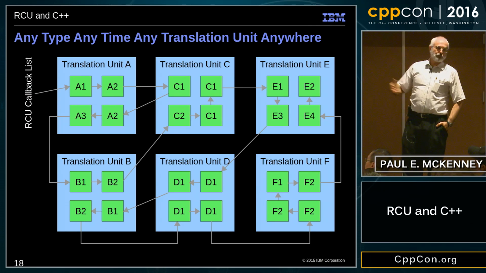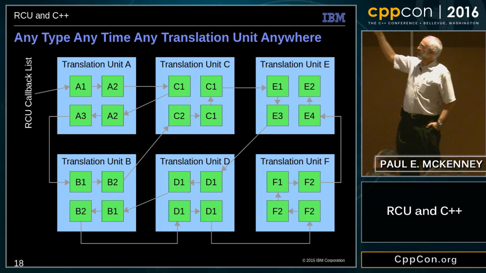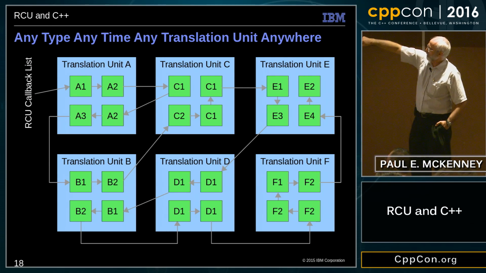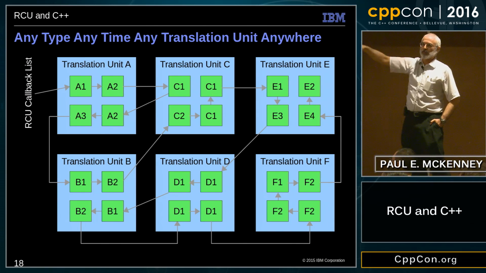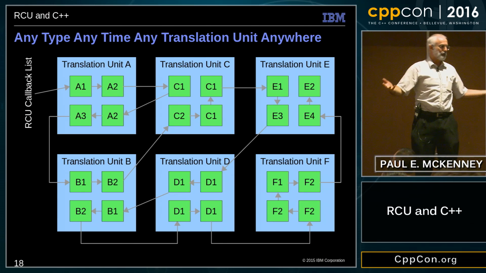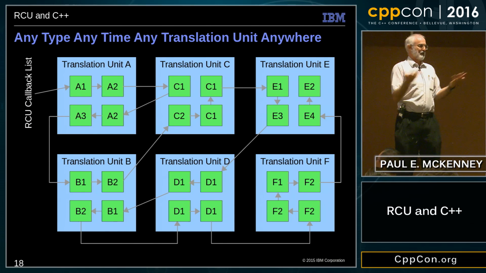And these have been handed to RCU to clean up in some order. The gray lines show the order it has them on this list that it's keeping track of. And you can see this list is wandering through the translation units kind of randomly. It's got all different sorts of types, and if it's off somewhere, it has no idea what these types are.